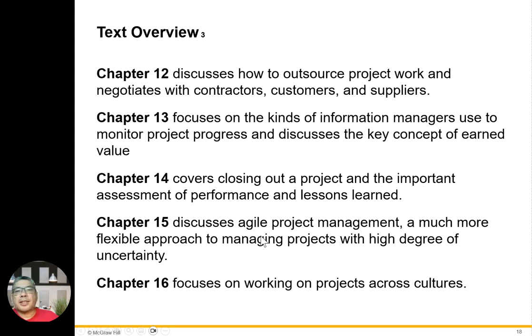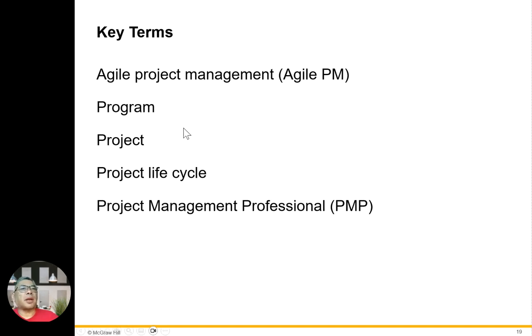Chapter 15 discusses agile project management. Chapter 16 will focus on cross-cultural projects. Okay, there are key terms that you need to understand. Agile project management, that's the P part. Those are the key terms that you need to know. Program, also you need to know what a program means, what a project means, what a project life cycle means. And then PMP, which is Project Management Professional.